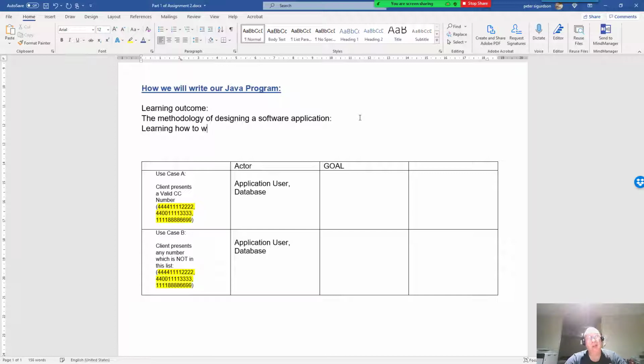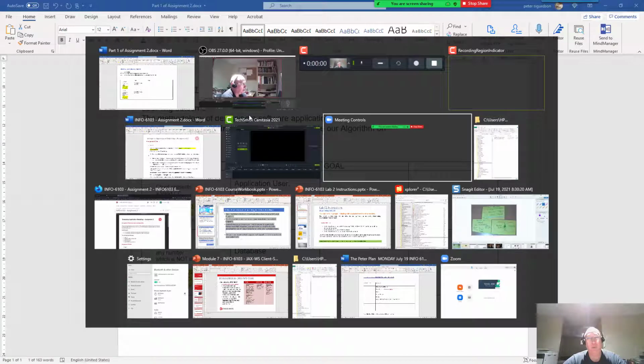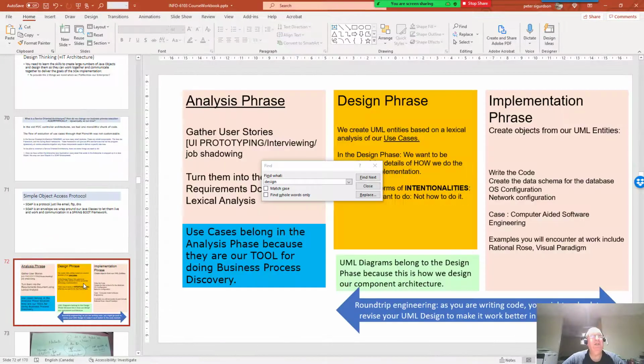How to write clear intention statements to base our algorithm on. Intention means what are you trying to do? Because we said over here, and we've been saying it since week 1, so keep this slide handy.